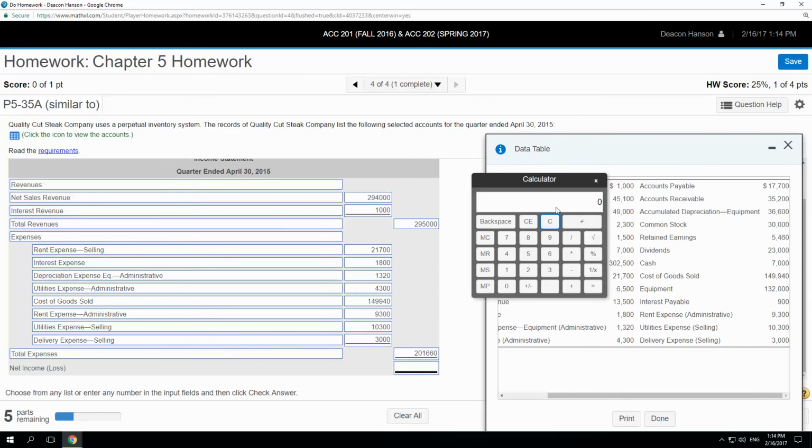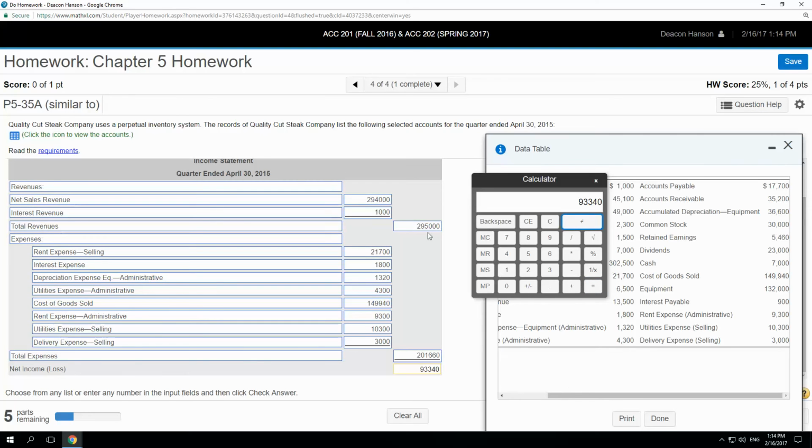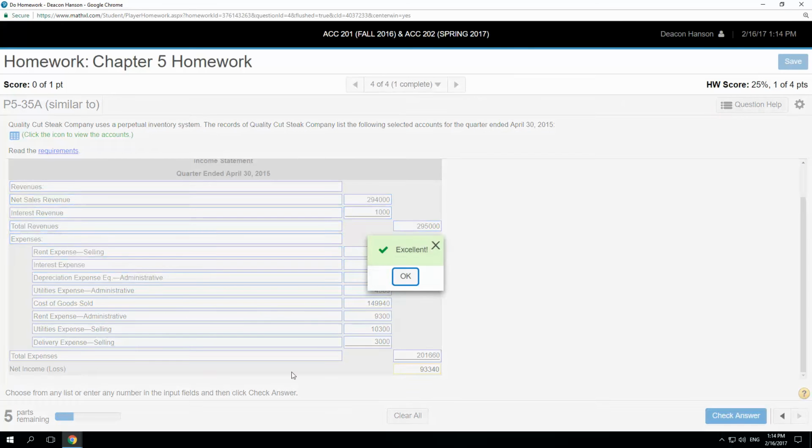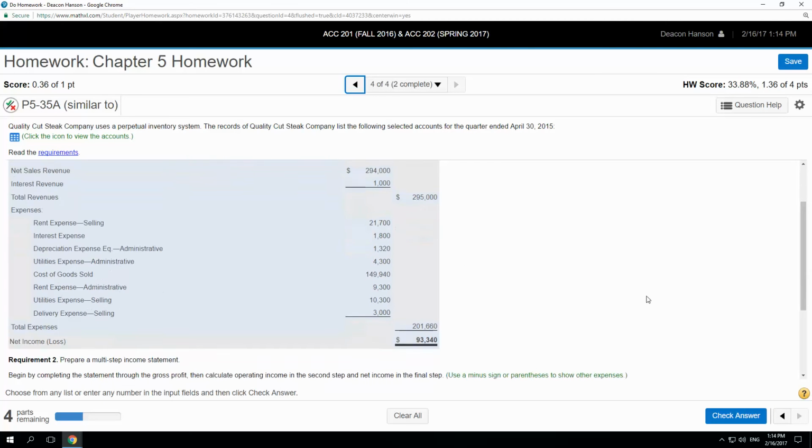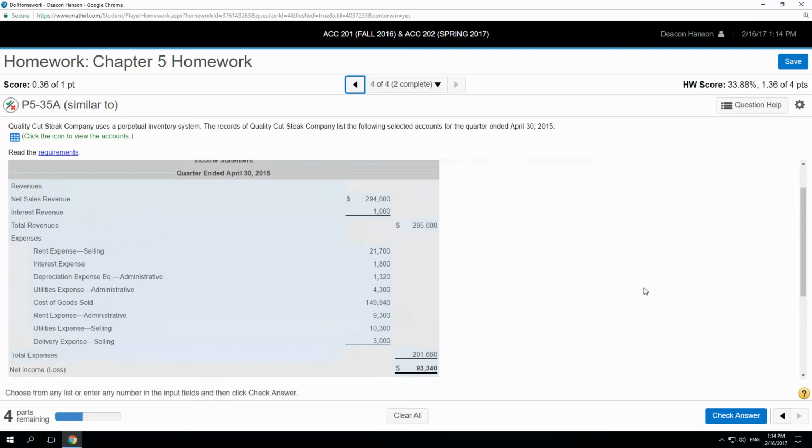Okay. So why don't we get the difference? 295 minus 201,660. That gives me 93,340. So we did that single step. We took total revenue and in one step subtracted total expenses. Okay? We'll get this out of the way for now. We did well. Okay? So the point I want to make is if you were going to present this in a formal format, you would have this cost of goods sold figure up here first because it's the biggest, and it would be followed by rent expense, then utilities expense.